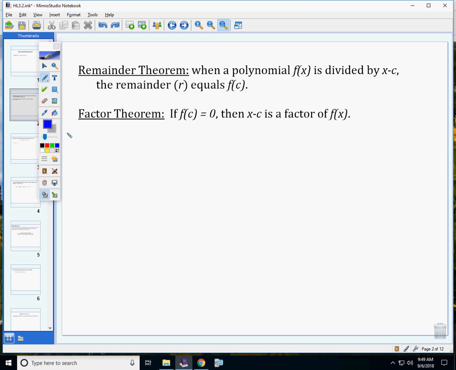So we're going to use the remainder theorem and the factor theorem to do this. The remainder theorem is when a polynomial is divided by x minus c, the remainder is equal to f of c. Or in other words, if we were to plug in c, we would get the remainder at the end. The factor theorem is very similar, saying that if we plug in c, we get 0 instead, then x minus c is a factor of f of x.